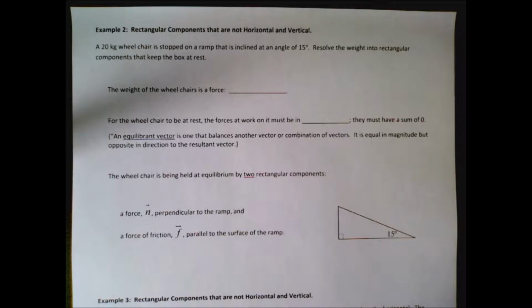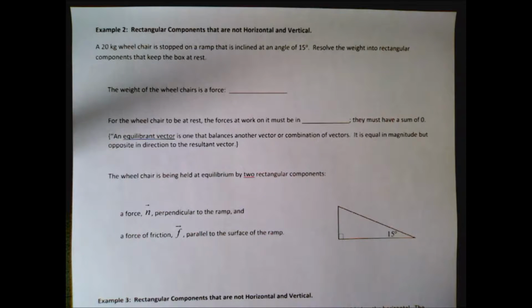Welcome to the second part of Unit 6, Geometric Vectors, Lesson 5, Resolution of Vectors into Rectangular Components. We're going to do Example 2 and Example 3. Example 2 deals with rectangular components that are not horizontal and vertical. So we're going to start off with the example.